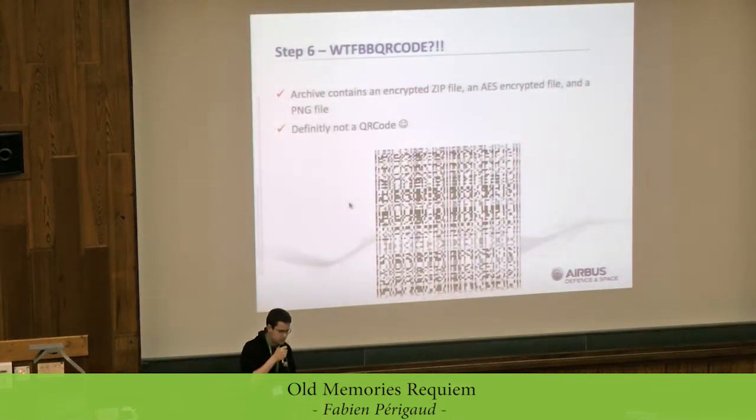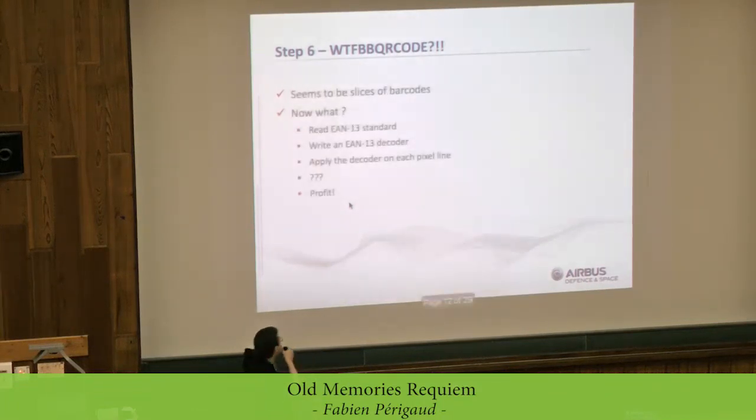Step 6 is What the Fuck Barbecue Code, which resumes the challenge. We're given an archive containing an encrypted zip file, an AES encrypted file, and a PNG file. This is the PNG file, and it's definitely not a QR code. By looking at it, we can see that it seems to be slices of common barcodes. So what we have to do now is read the EAN13 standard, which is the standard for the barcodes, write a decoder, and try to decode each line of the picture, hoping we get something.